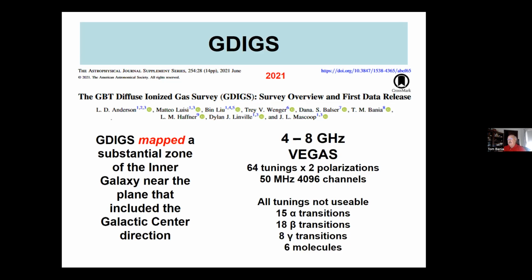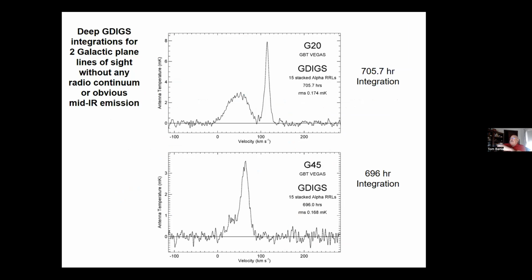Enormous progress in one person's lifetime. So I leave you to think about this. Here are two lines of sight we chose to focus on because they had nothing interesting about them. They had no radio continuum. They had no obvious mid-IR emission. They were empty. And these are 700-hour integrations towards galactic longitude 20 degrees, latitude 0, and 45 degrees, latitude 0, with 15 stacked alpha transitions. And this really is diffuse ionized gas. Those are antenna temperatures in millikelvin. There's no H2 region in these directions. And we're pondering what this all means as we speak.